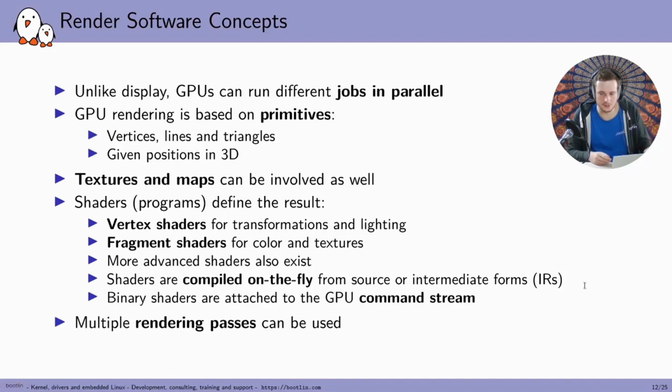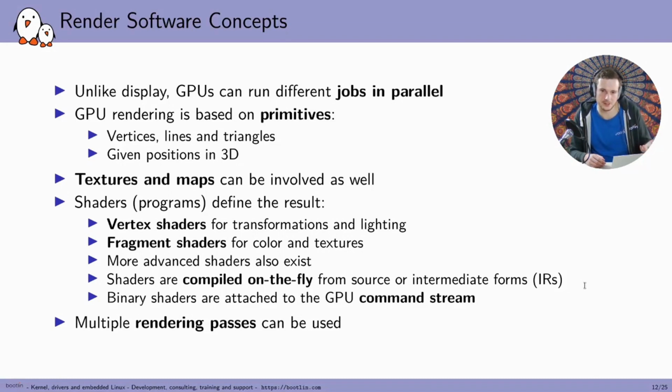So we can also use textures to apply on that geometry. And also what we call maps, which are just like textures, except that they provide internal information for calculation instead of being purely visual elements that we want to apply on the geometry. So in order for GPUs to do this rendering, we have programs, so they are called shaders, that basically coordinate what's going on. And there are different types of shaders.